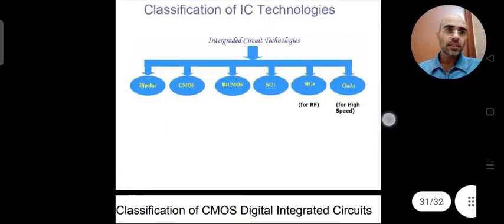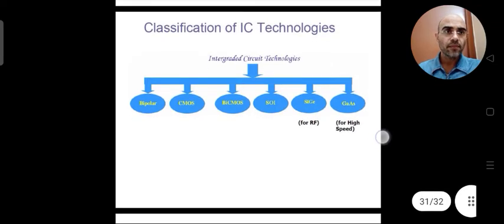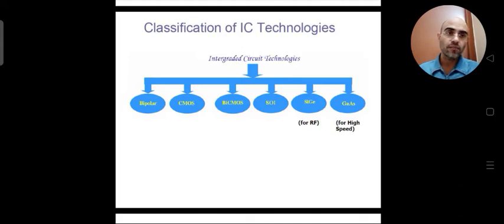So after all this discussion, let's try to classify. We have seen the design steps to do VLSI design. Now let's see how we classify the various types of IC technologies. The integrated circuit technologies are classified in certain ways depending upon which type of components we are using to fabricate the ICs. If you are using a BJT, then it is called a bipolar IC. If you are using CMOS, then it is called a CMOS IC. If you are using a mix of bipolar and CMOS, then it is called a BiCMOS IC.